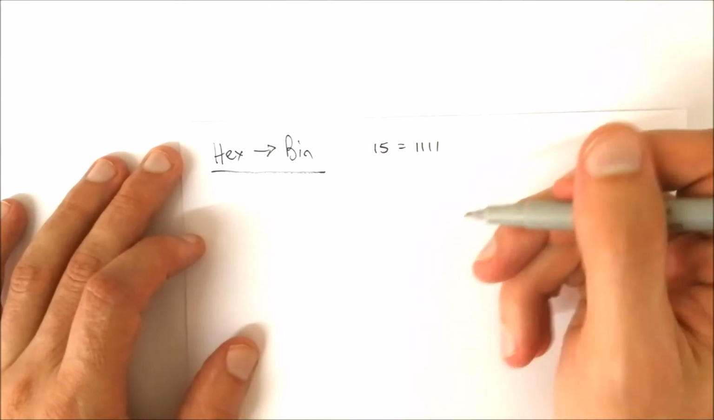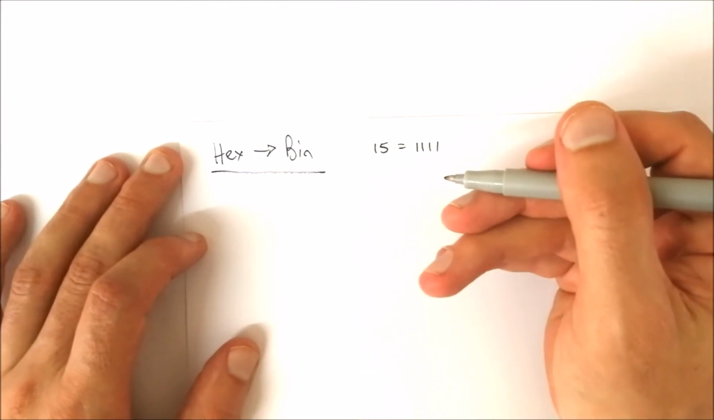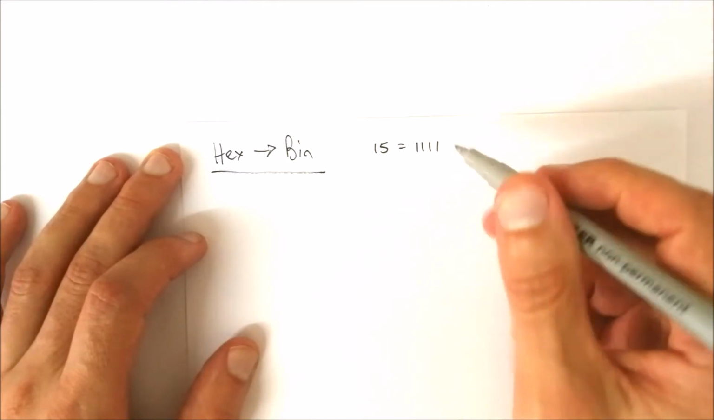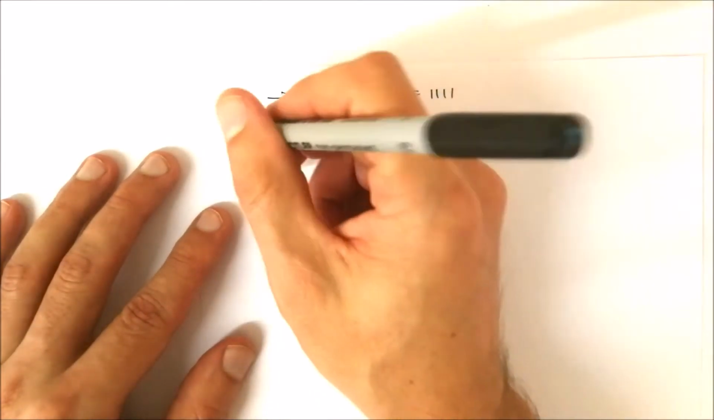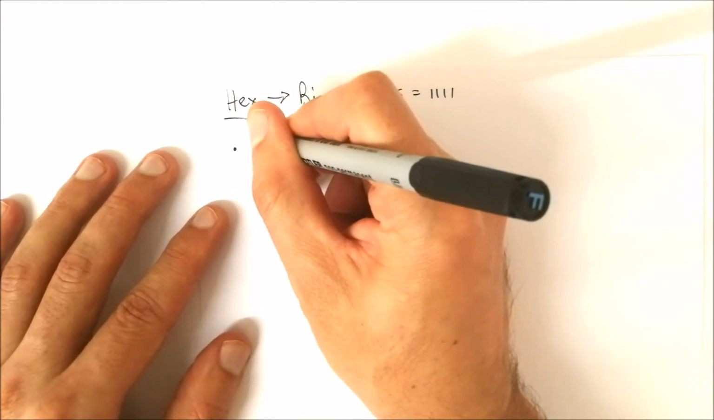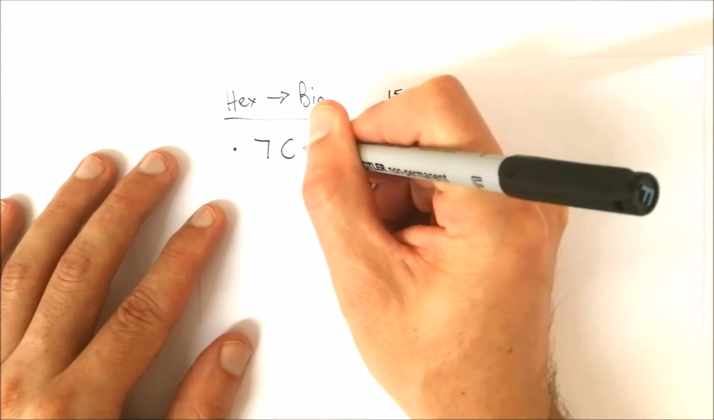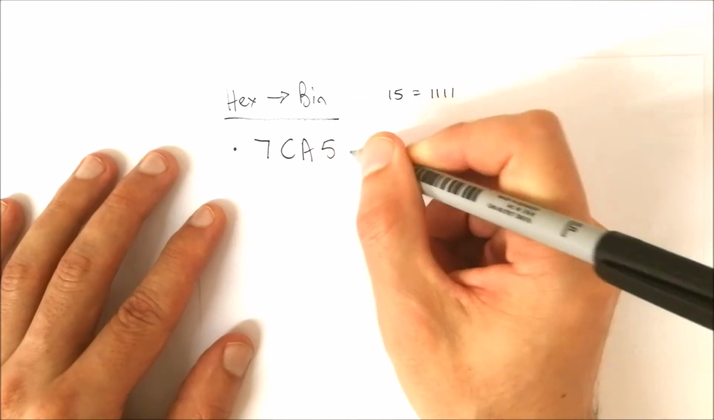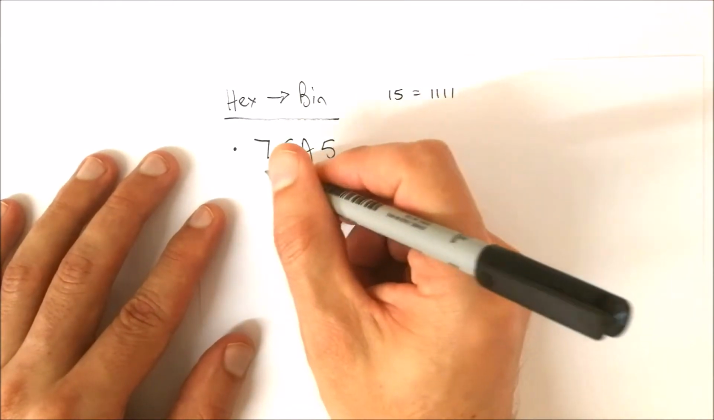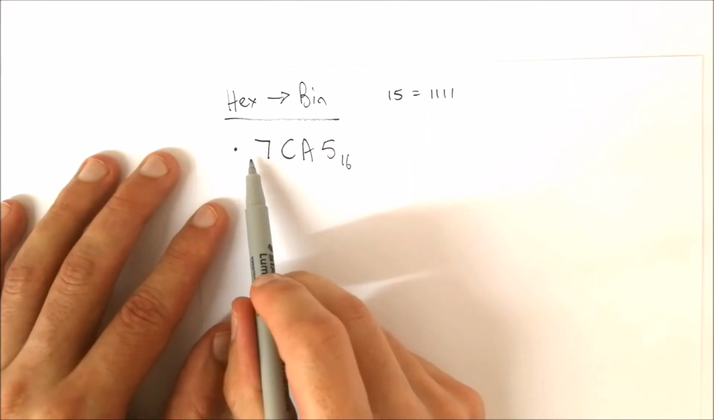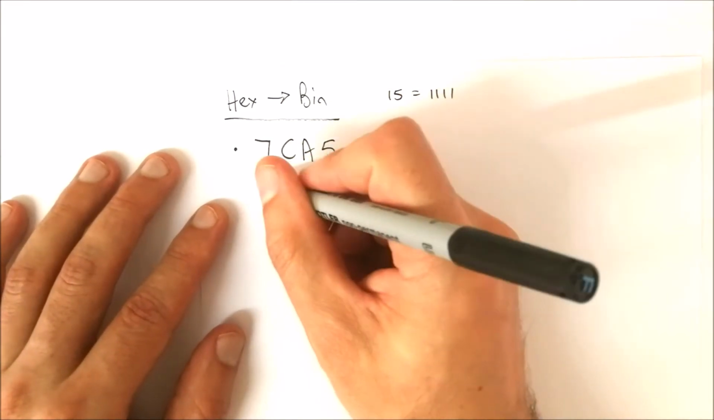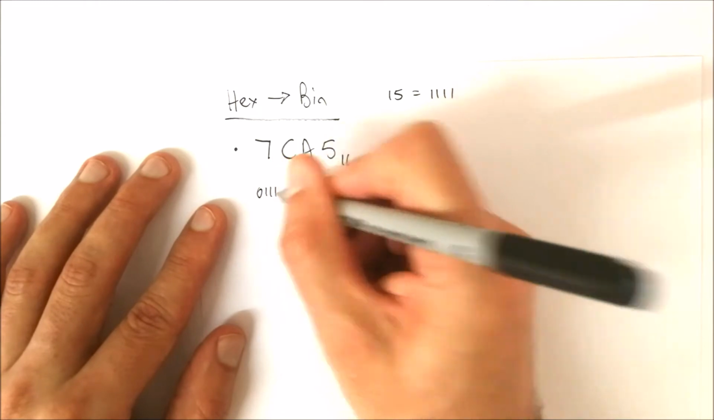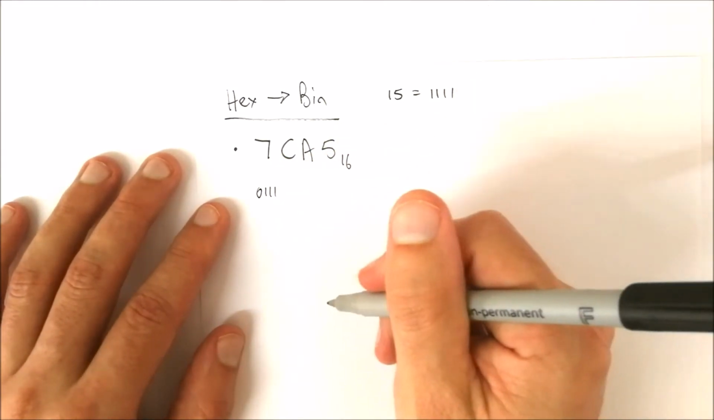Now we're going to do exactly the same thing as we did with the octal number system, but we're going to be working with 4 bits. Let's have a look at an example. You've got the hexadecimal number 7CA5. What is 7 in binary? Well, 7 is equal to 0111. Again, 4 bits that we're using.